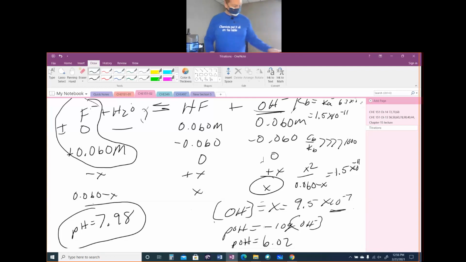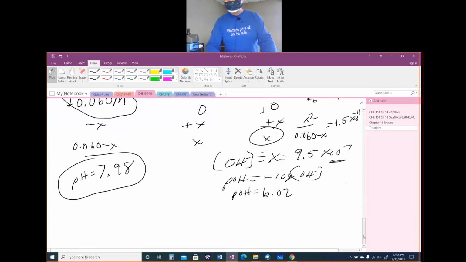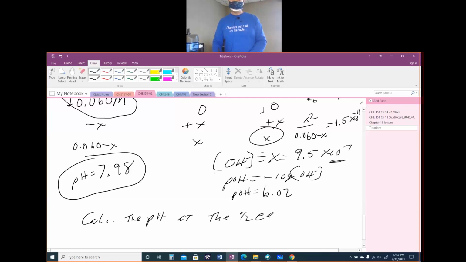All right, let's try this one. Let's calculate the pH at the half equivalence point. This is a very interesting question. We want to calculate the pH at the half equivalence point.